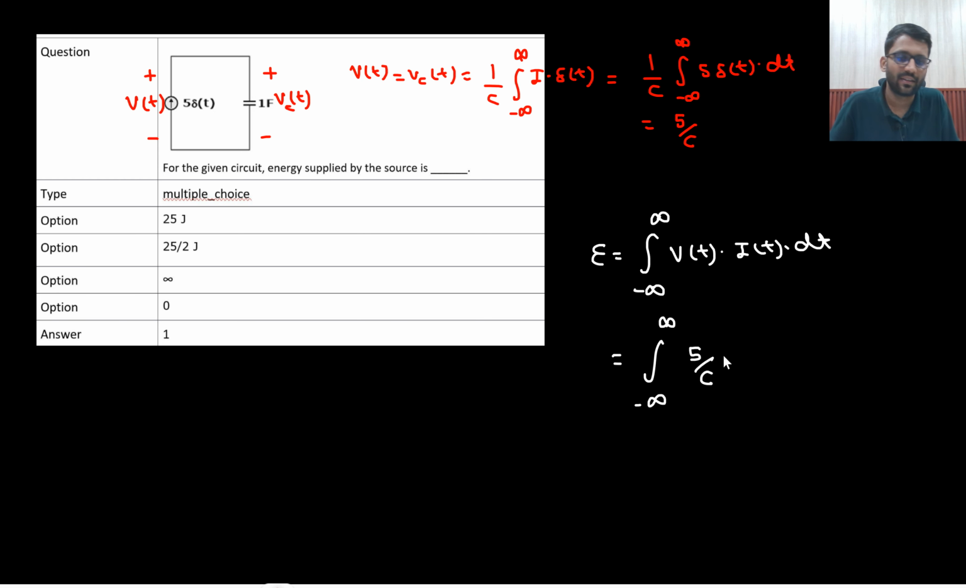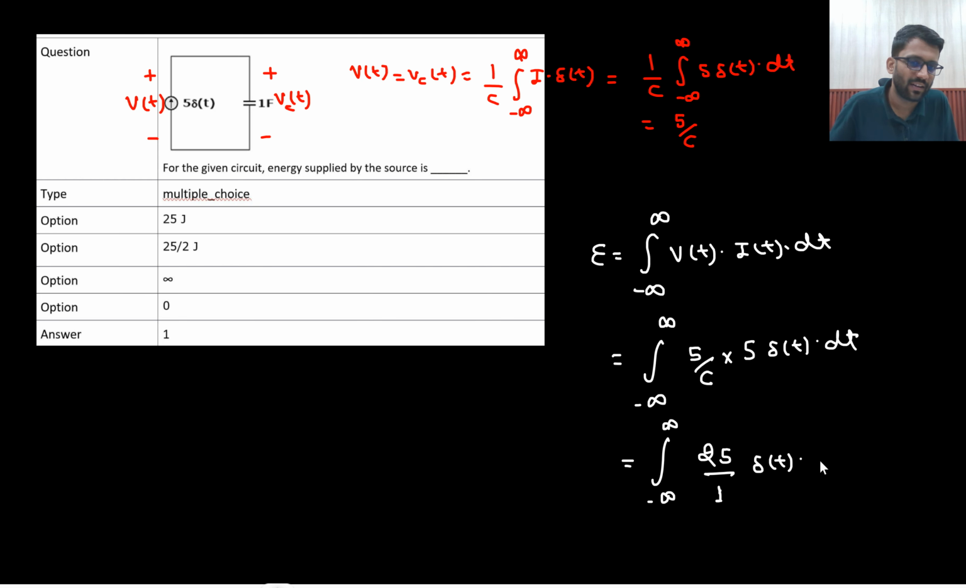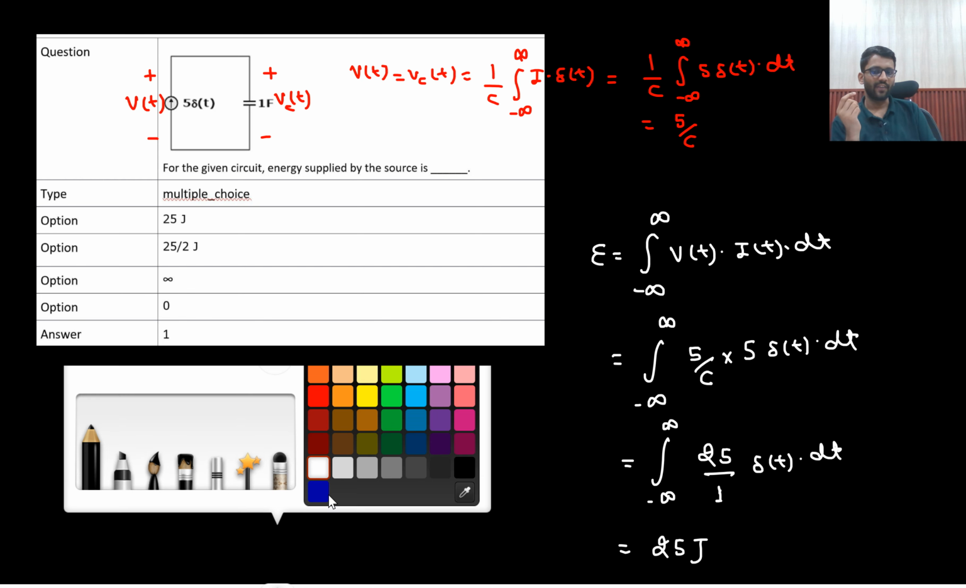So from minus infinity to infinity, voltage is 5 by C. What is the current? That is 5 delta t into dt, right? So 25 by C, from minus infinity to infinity, and C is 1 farad, right? C is 1 farad, 1 into delta t dt. What is the integration of this one? That would be 25 only. So the answer is 25 joule, because 25 is a constant, that will come out, and integration of delta t is 1 only. So the answer would be 25 joule.